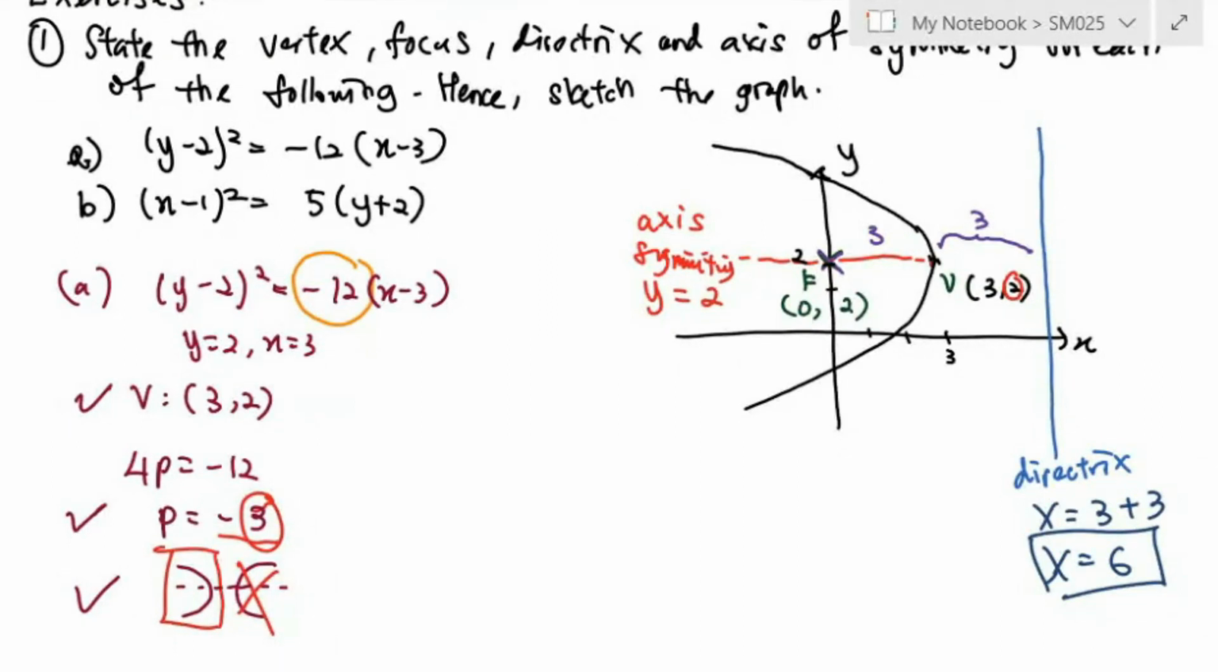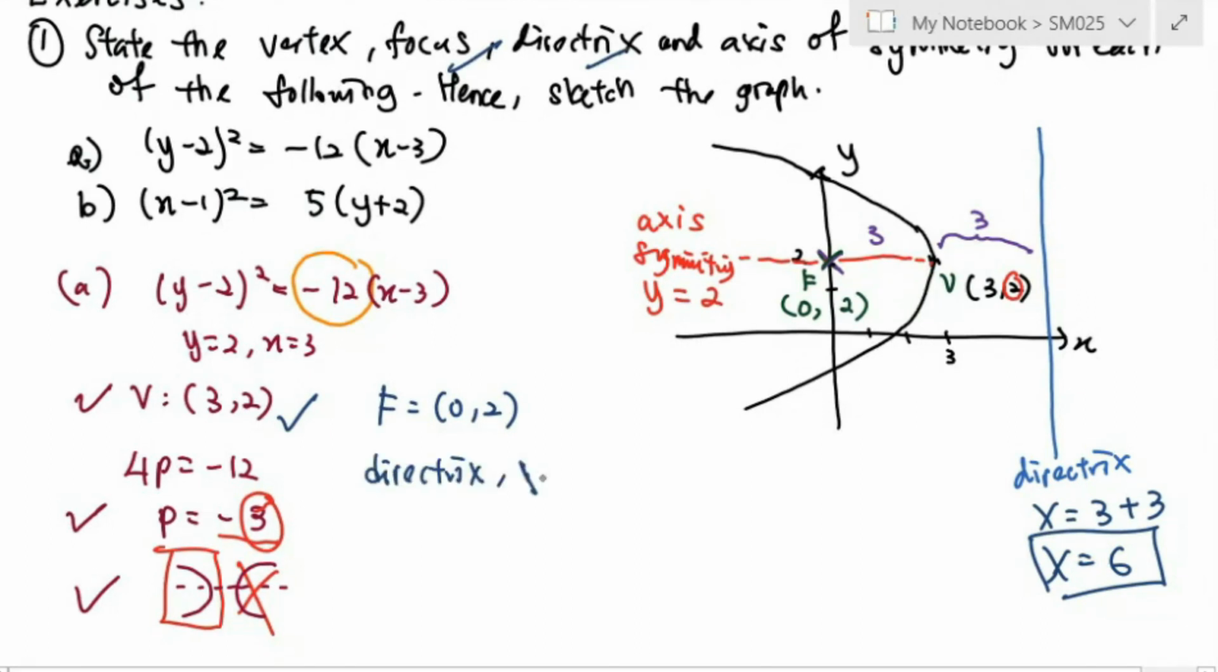Now I'm going to state out everything in order to answer my questions. So take out your vertex. I already stated out my vertex. State out our focal point, which is (0, 2). Okay. State out the directrix, where x equals 6. It's not 6 only. 6 is a value, it's not an equation.